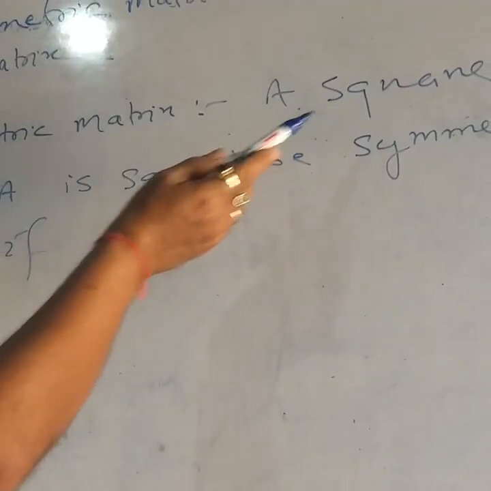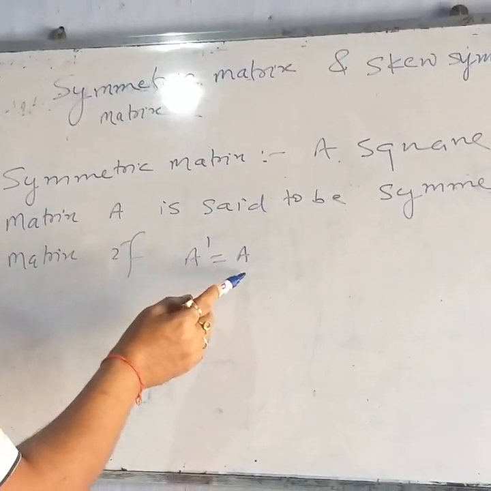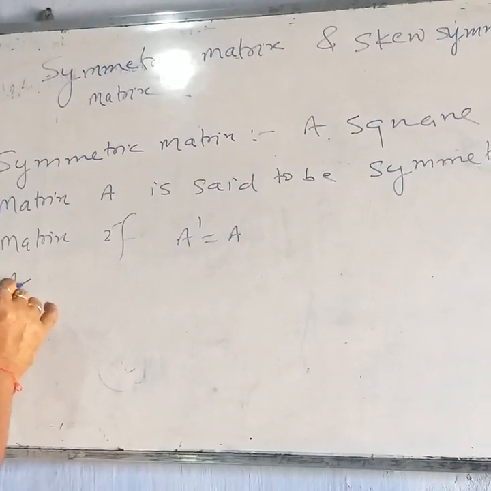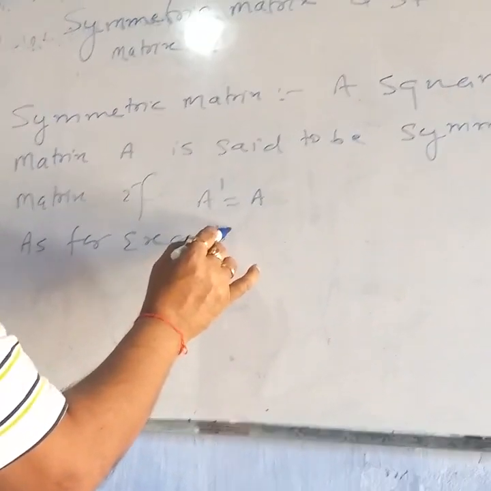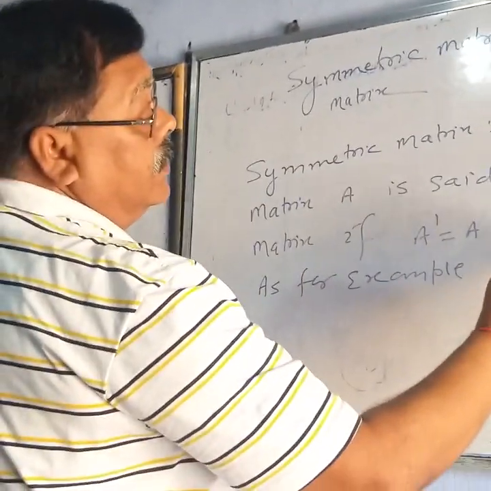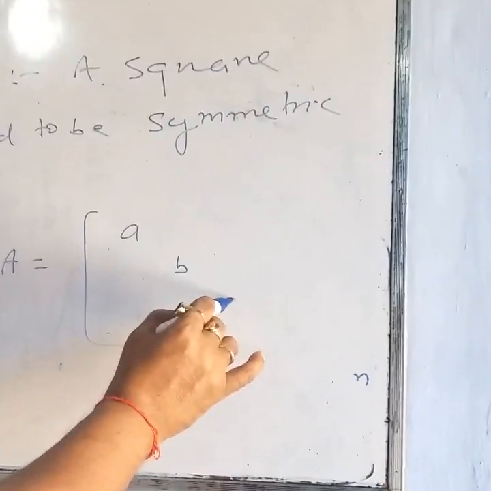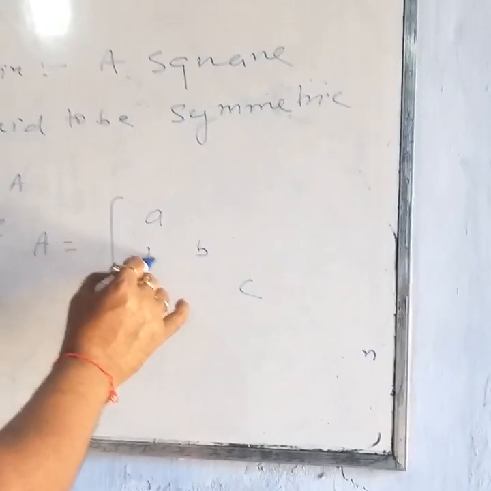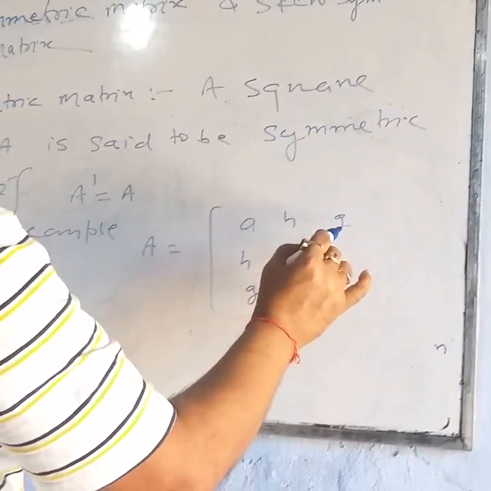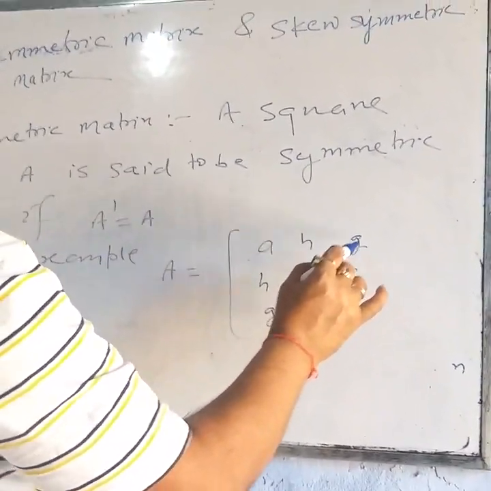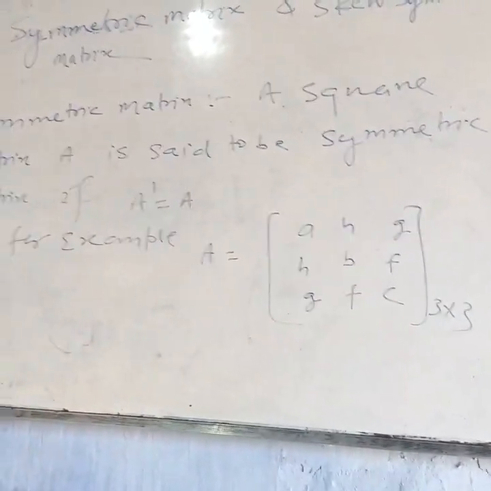A square matrix A is said to be symmetric if A transpose is equal to A. As for example, if A is a matrix, it is a square matrix of order 3.